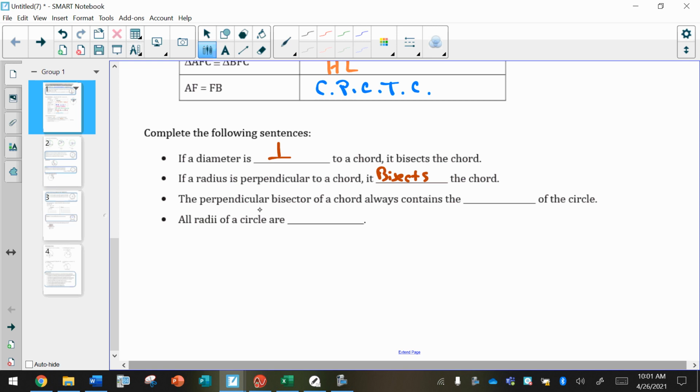The perpendicular bisector of a chord always contains the center of the circle, whether it's a radius or a diameter. The segment that is a perpendicular bisector of a chord has to pass through the center of the circle. So it could be either a radius or it might be a diameter. And then in our proof, we said all radii of a circle are congruent. We can either use congruent or equal in measure or equal length. Eventually, when we get into more of the proofs, we'll be using congruence.